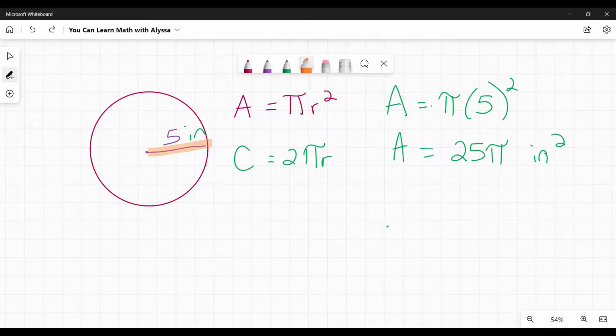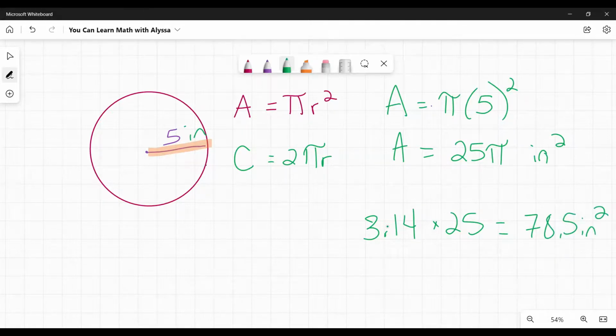Other teachers may say, I want you to use 3.14 for pi. That's a rounded value of pi, and you would just type into your calculator 3.14 times 25, and you would get 78.5 inches squared. And that may be your answer.